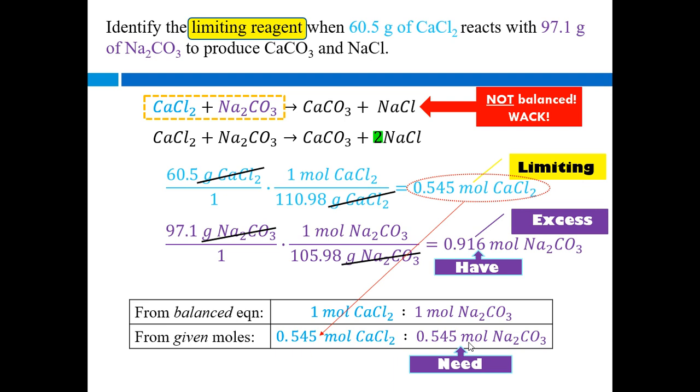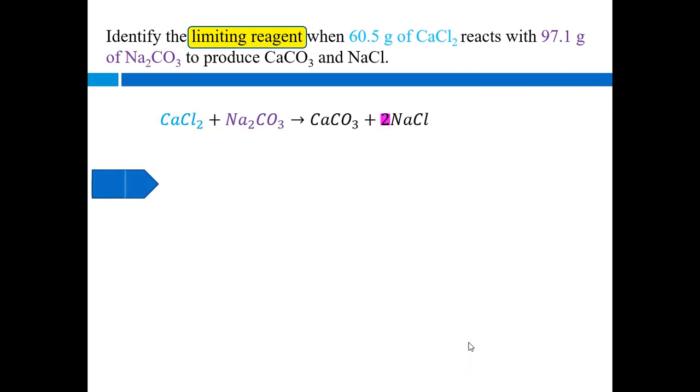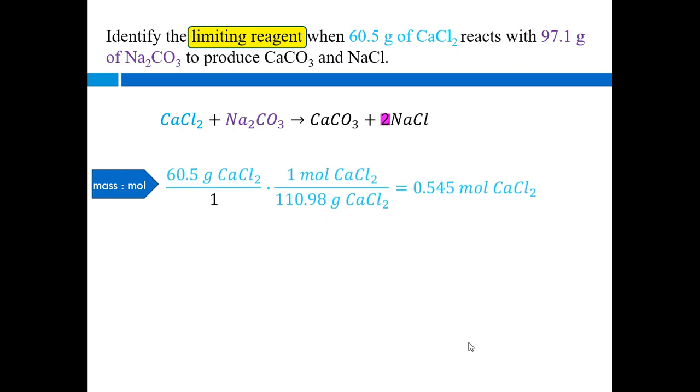The second way to think about this problem is to go ahead and do stoichiometry. So first, I'm going to go from mass to moles. Similar to the last process, I'm going to start with calcium chloride, and then I'm going to go to moles of calcium chloride. So grams here will cancel out. The molar mass of calcium chloride, again, is given in the last slide. We just carry that over here. And here you have 0.545 moles of calcium chloride.